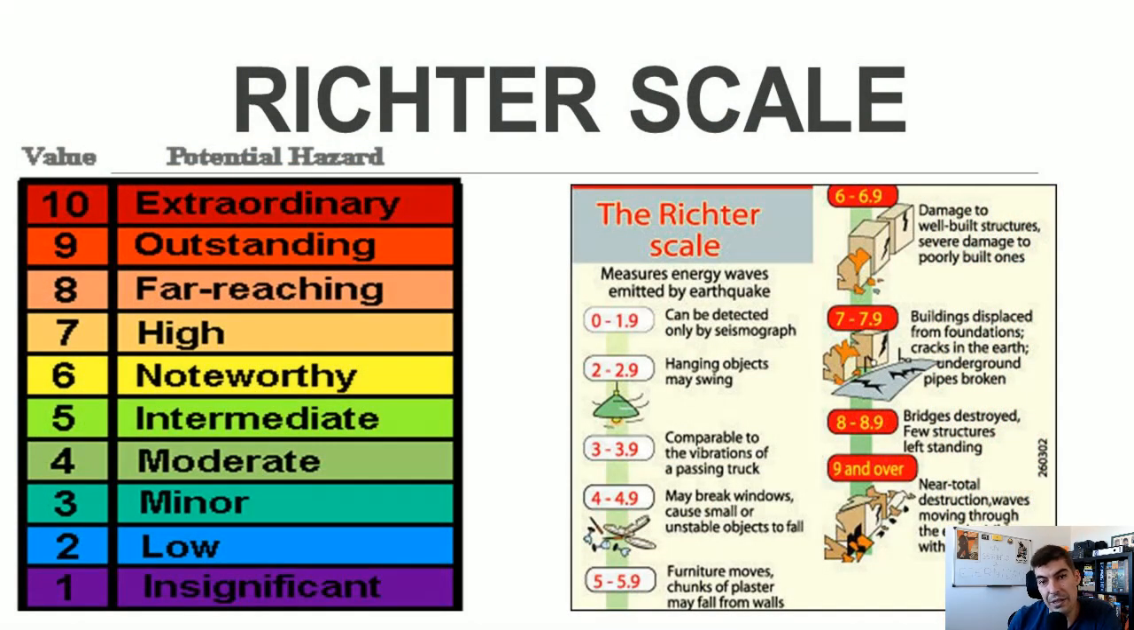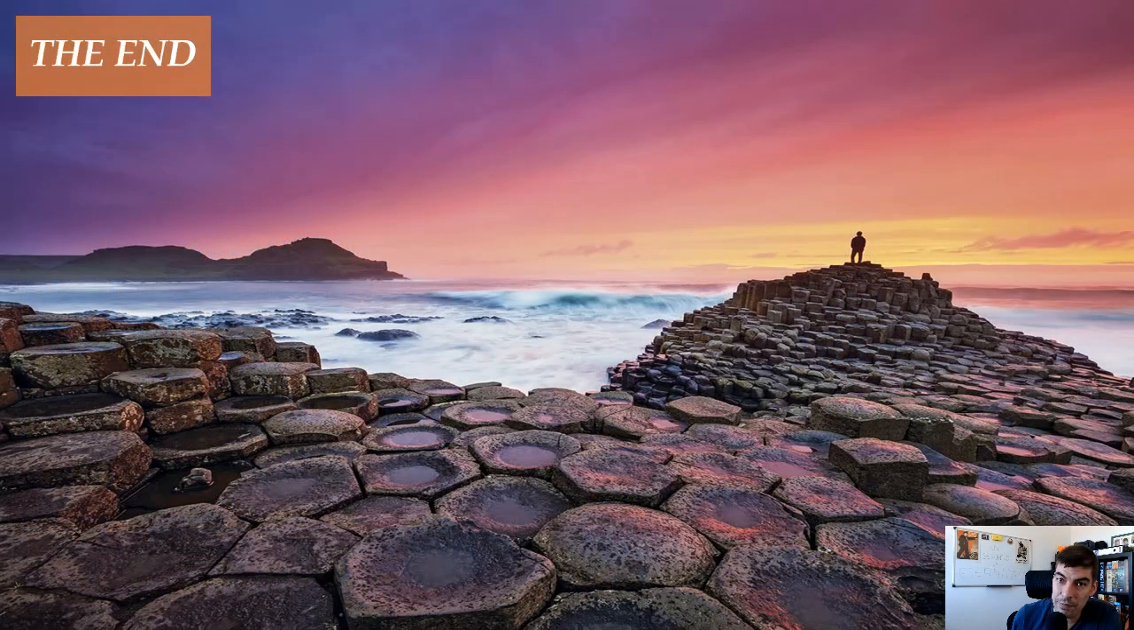And the intensity of the earthquake is measured with a scale called the Richter scale, which goes from 1 to 10, 1 being the most insignificant movement and 10 an extraordinary movement. So the higher the value of the earthquake on the Richter scale, the more dangerous it is. And here you have some examples. And that's it for this unit.